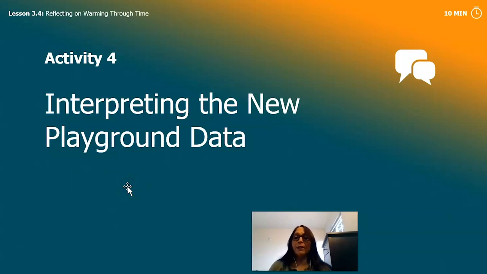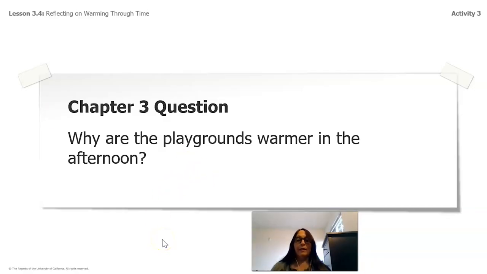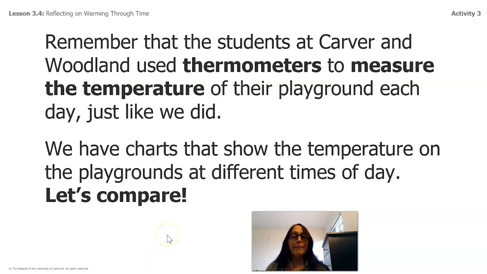All right. So now we're going to do another activity, and we're going to be interpreting the new playground data. So here we go back to our question that we've been talking about in Chapter 3 since we started. The question is, why are the playgrounds warmer in the afternoon? Remember that the students at Carver and Woodland use thermometers to measure the temperature of their playground each day, just like we did. We have charts that show the temperature on the playgrounds at different times of the day. So we're going to look at our data that we have collected so far with scientist Kate and with myself, and we're going to talk about it. We're going to compare.